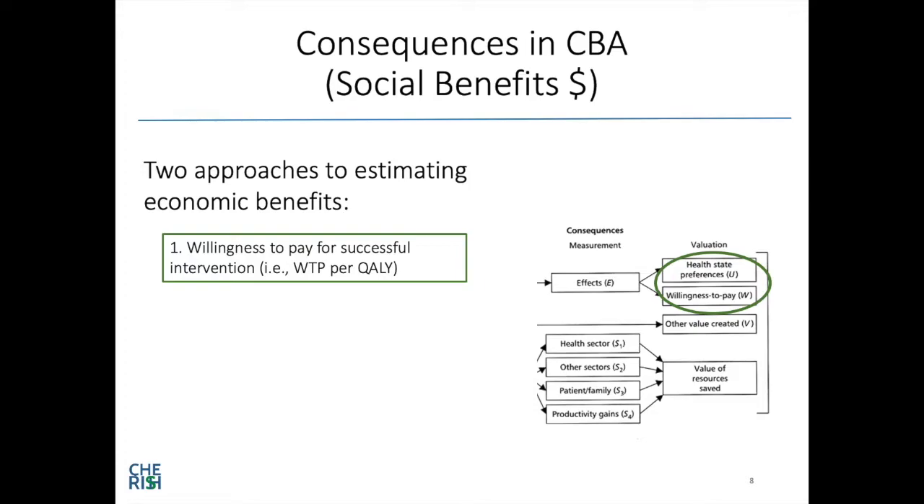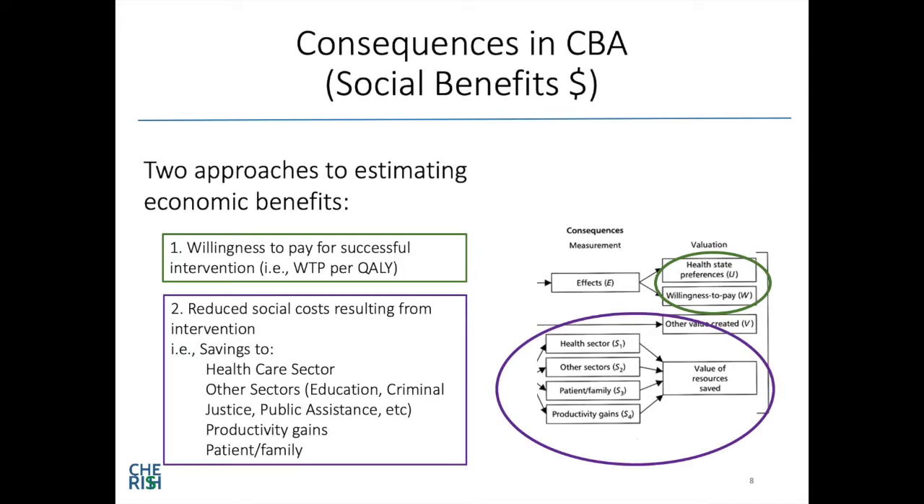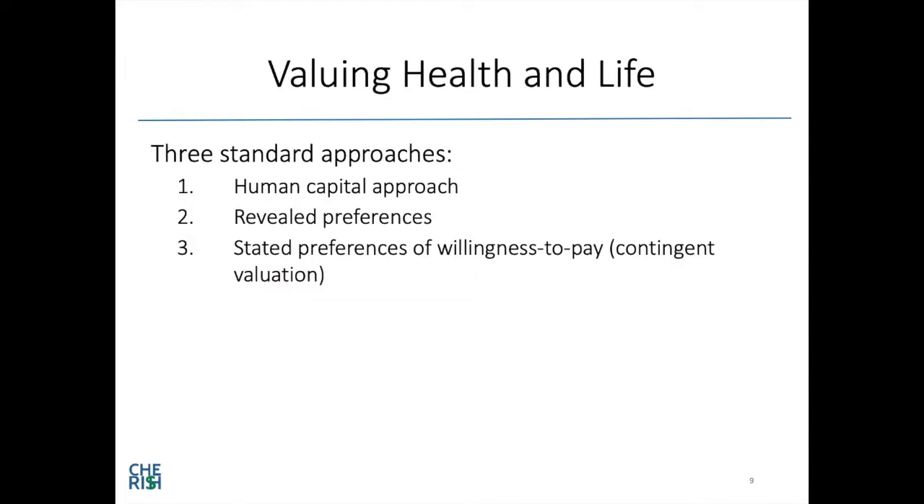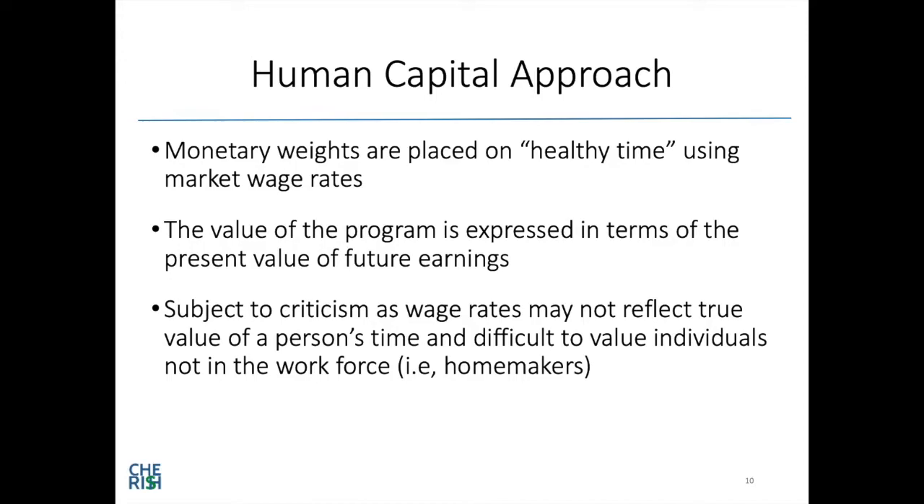Inherent in defining a willingness to pay, especially in healthcare, is thinking about how we value life. Here, we consider consequences and the impact in the four cost bins described earlier, and how an intervention might impact these bins. How do we value health and life? Well, there are three approaches: human capital approach, revealed preferences, and stated preferences of willingness to pay. The human capital approach relies upon productivity or earnings, so we use someone's wages to value an hour of their time. The benefits of extending life, therefore, are calculated as the present value of future earnings.